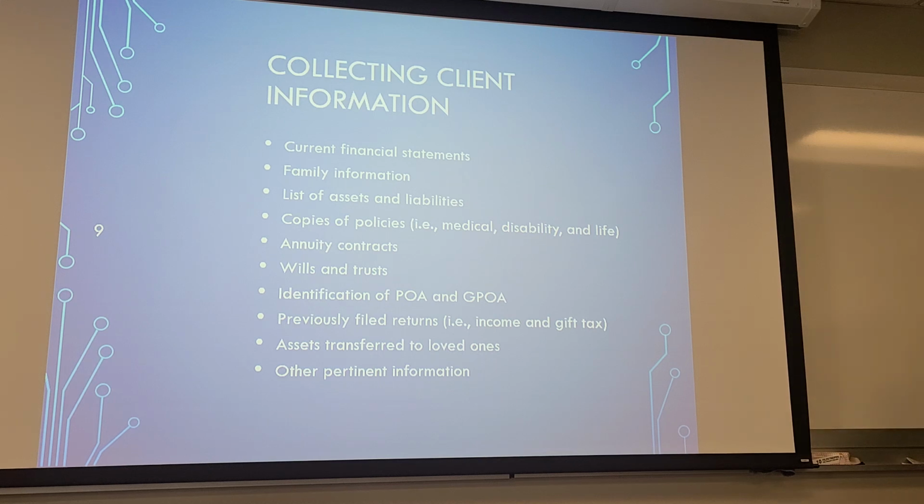Assets transferred to loved ones, so this would be lifetime giving, because then we can help come up with a plan. Okay, you paid for your daughter's wedding, helped them out with the down payment on the house. Maybe when you pass away, you want to be equitable and think, well, my two other children, I haven't given anything, so I want to give them more and not as much to the daughter.